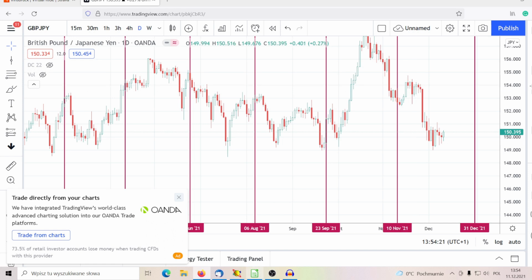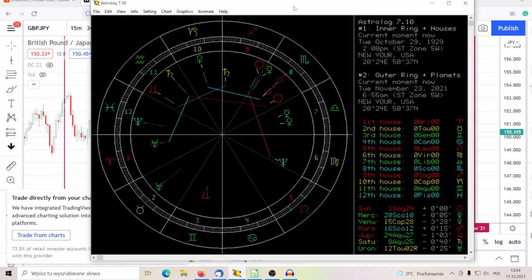Very interesting, isn't it? So I strongly advise you to use Astrolog. You can discover so many features over here. You may discover so many tools which might be helpful for your trading.